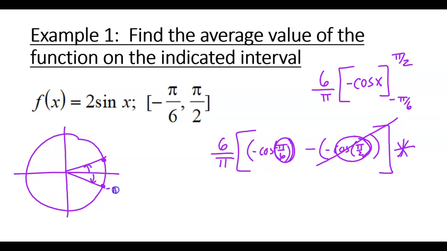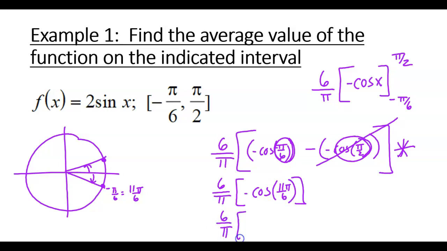So negative pi over 6 is right here, and that's actually the same thing as 11 pi over 6 on the normal unit circle. So instead of negative pi over 6, I'm going to put something in there that I am familiar with, 11 pi over 6. And cosine of 11 pi over 6, if I have my unit circle memorized, is radical 3 over 2. But I still have this negative here in the front, so I'm going to put that there.